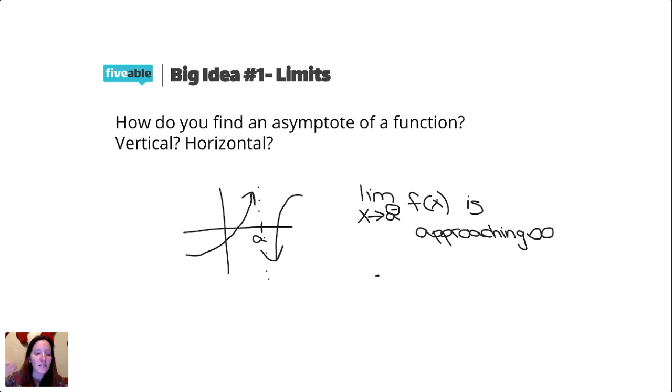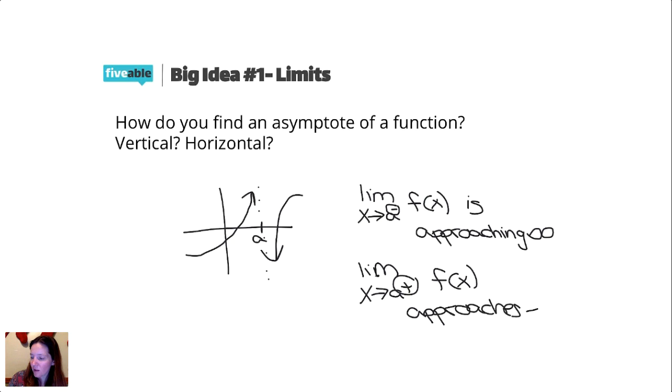But regardless, the limit itself is going towards infinity, right? And so that's the important part that tells us we have an asymptote. If your limit approaches infinity or negative infinity, then you're going to have an asymptote. So you could do the same thing on the other side. And so you get positive infinity or negative infinity or some combination of both. That's going to get you a vertical asymptote.